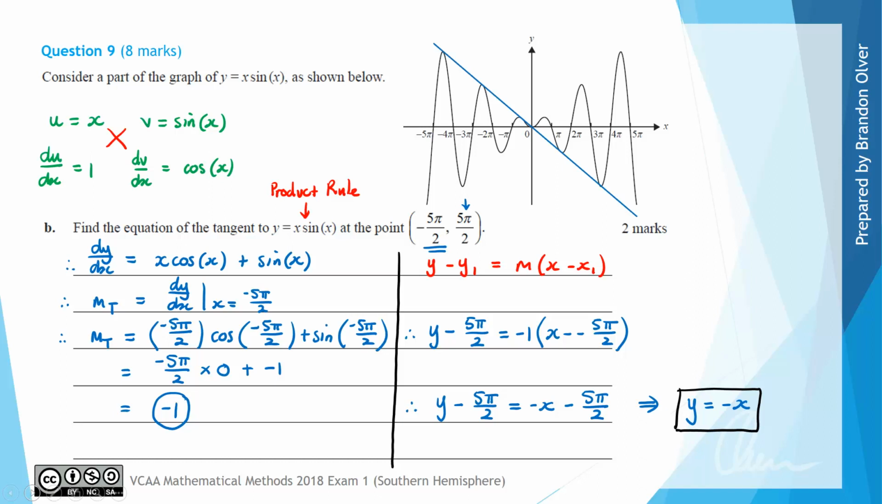And just so we can see what we've actually found, we've found at this point here, which was the point (negative 5 pi on 2, 5 pi on 2), this equation of the tangent line is y equals negative x. And we've now got a sketch of it going through the origin just so we can see what's going on there.